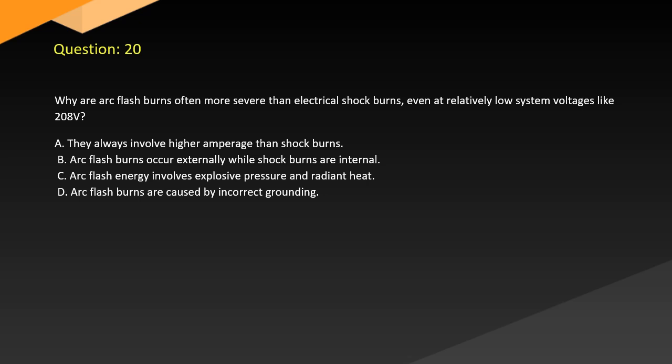Question 20. Why are arc flash burns often more severe than electrical shock burns, even at relatively low system voltages like 280 volts? A. They always involve higher amperage than shock burns. B. Arc flash burns occur externally while shock burns are internal. C. Arc flash energy involves explosive pressure and radiant heat. D. Arc flash burns are caused by incorrect grounding.